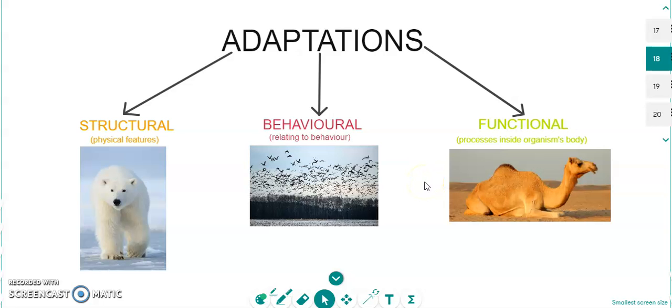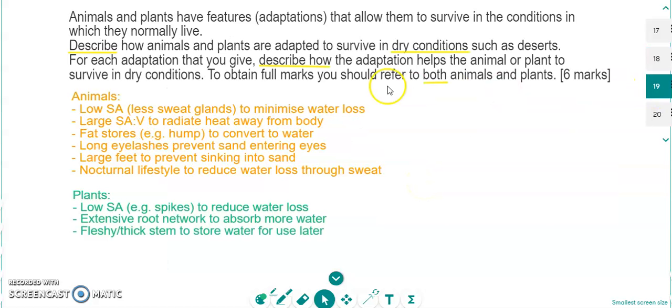So now let's look at an example question. I've just underlined the key parts to the question. I just find that this helps you to not just understand what the question is asking, but stops you from going off track. So, animals and plants have features, adaptations, that allow them to survive in the conditions in which they normally live. Describe how animals and plants are adapted to survive in dry conditions such as deserts. For each adaptation that you give, describe how the adaptation helps the animal or plant to survive in dry conditions. To obtain full marks, you should refer to both animals and plants, 6 marks.